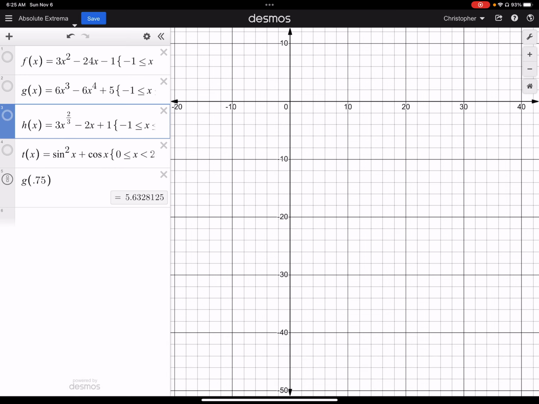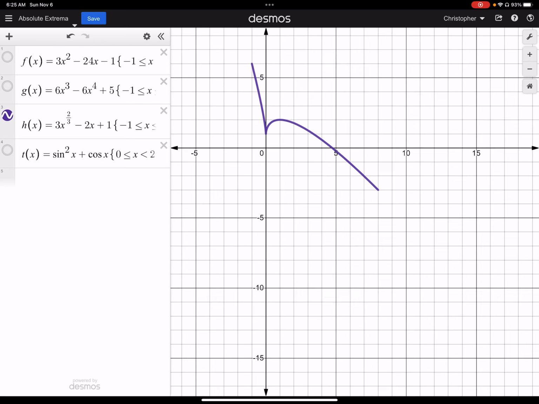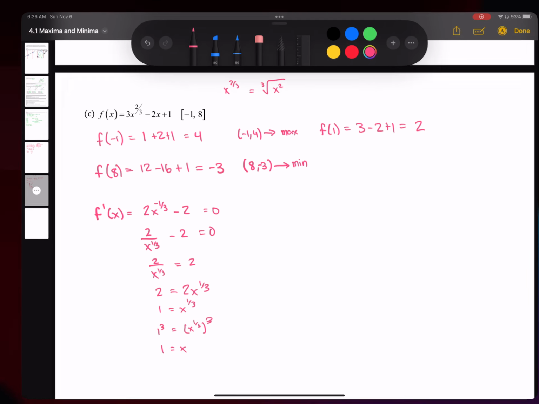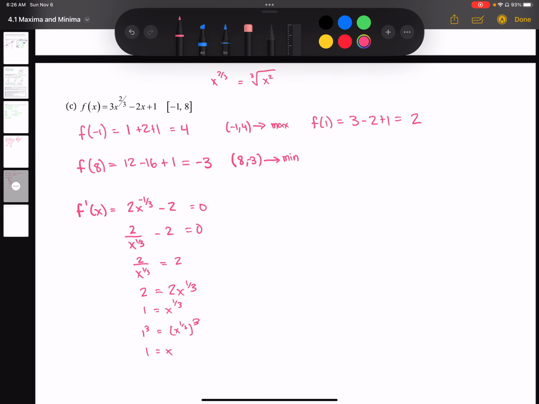And let's turn this one on. We don't need that anymore. So when x was -1, we should have gotten 6. And when x was 8, we got -3. Hold on, let me check my math. May have made a silly math mistake.